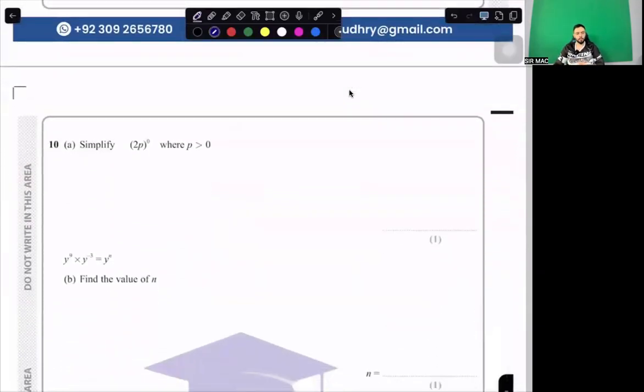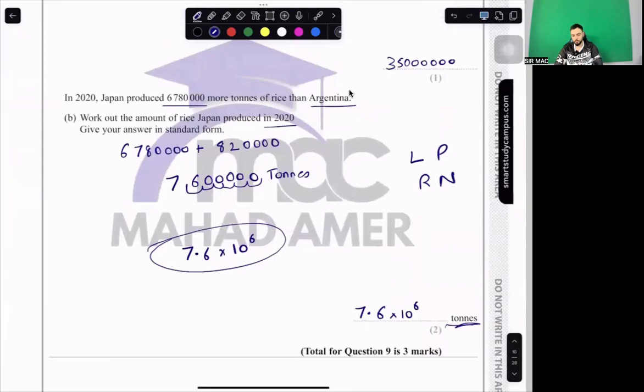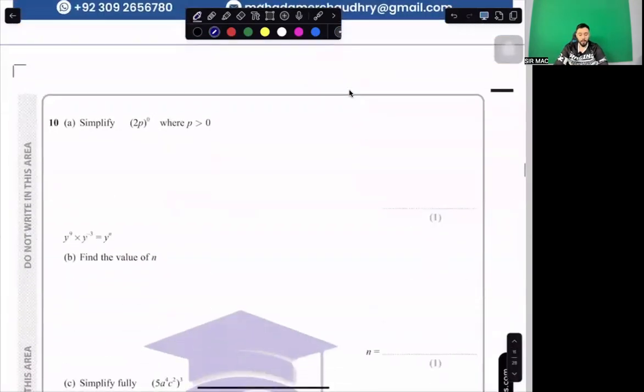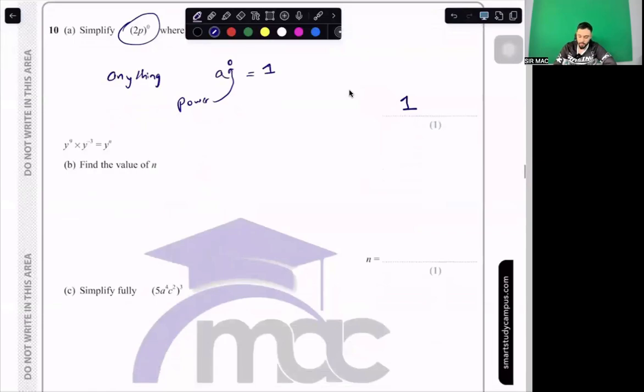Now they're saying in question number 10 that simplify. Can you scroll back up 1 second? Okay, it's fine now. Thank you. Simplify. I'll share the whole PDF with you. Don't worry. Simplify 2p to the power 0 where p is greater than 0. Anything to the power 0 is always equal to 1. Power 0 is always equal to 1.